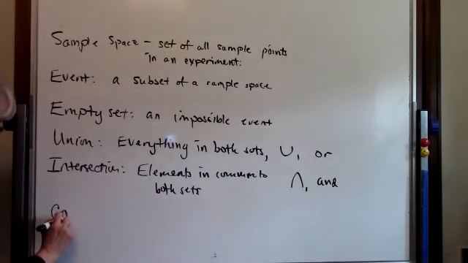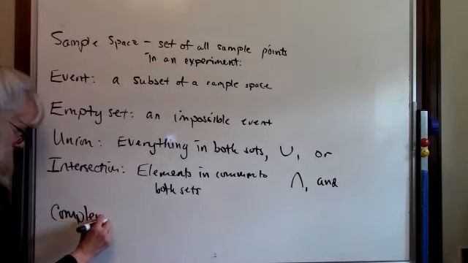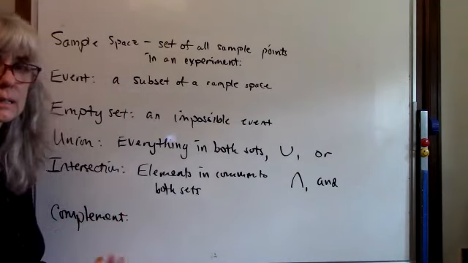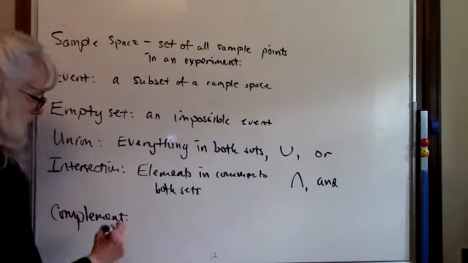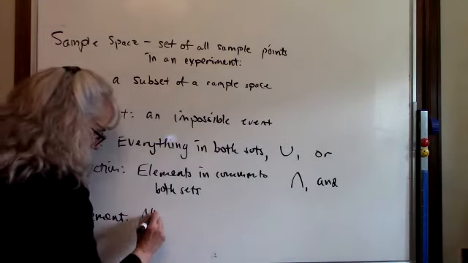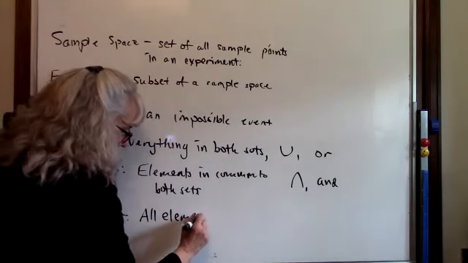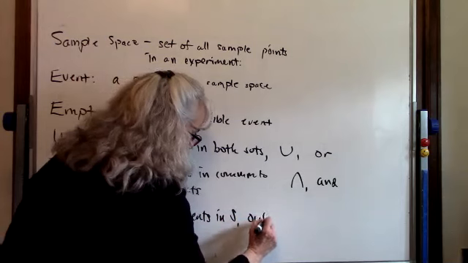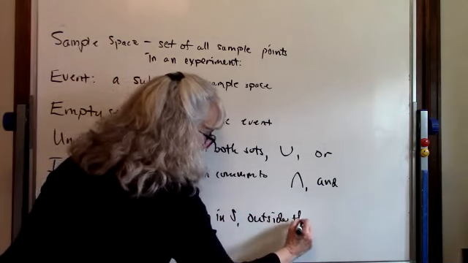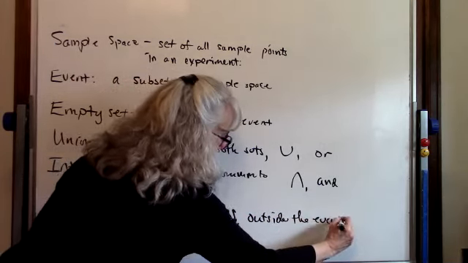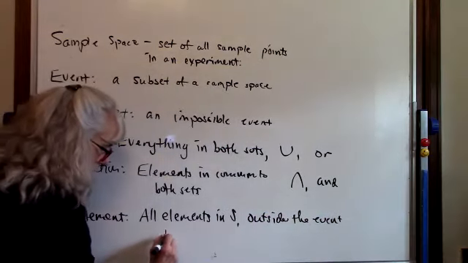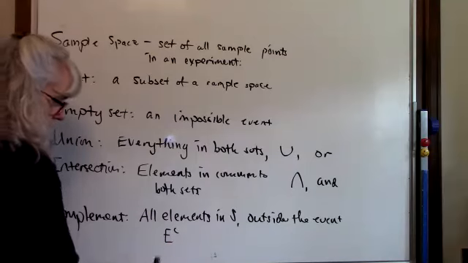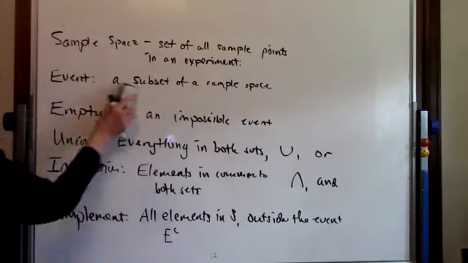We also saw the use of the word complement. The complement of a set was everything outside of the set, but still inside the sample space. So all elements in S outside the event. And if you remember right, our notation was that little c. So E complement, the complement of event E, little c for complement.